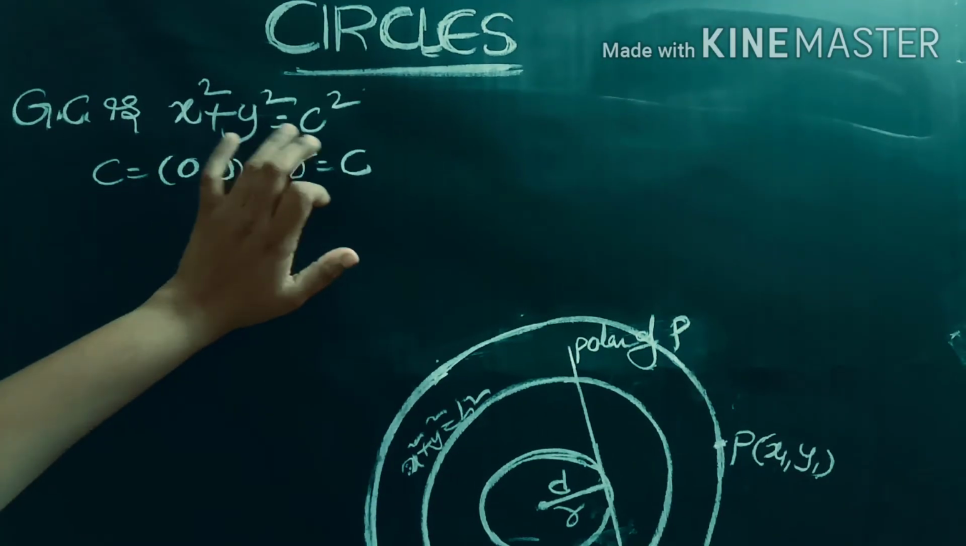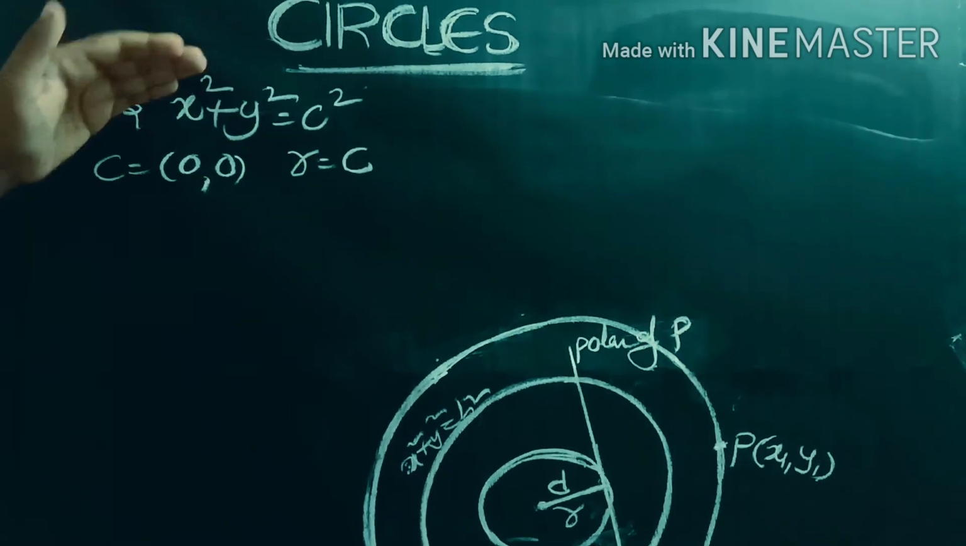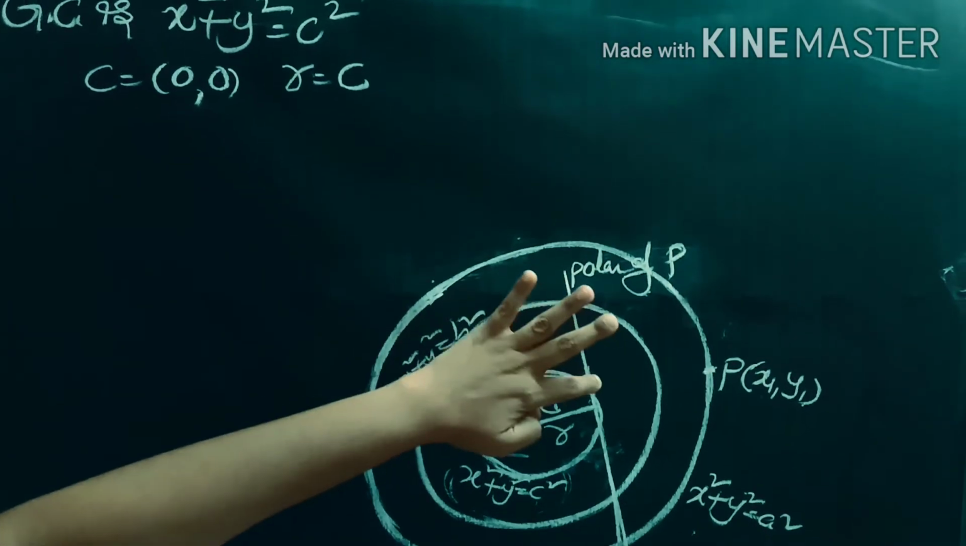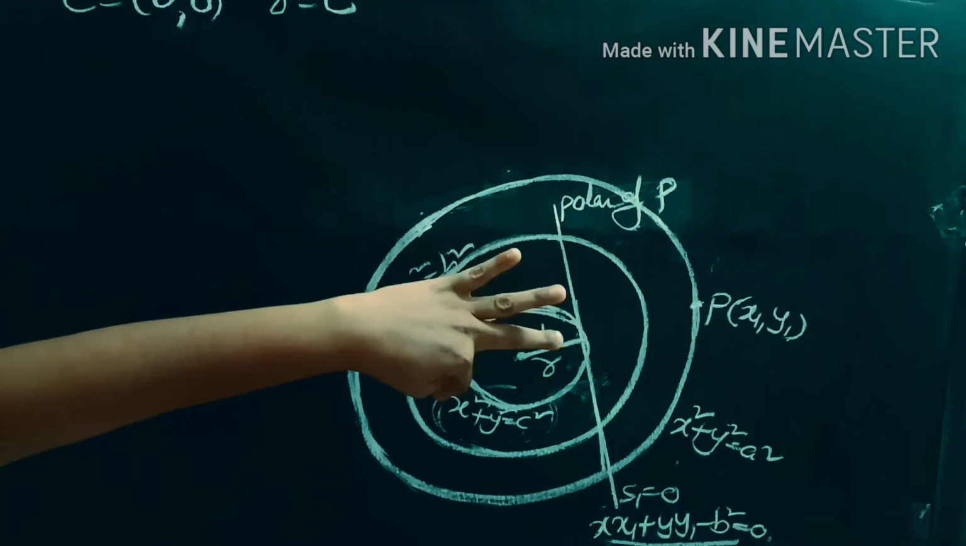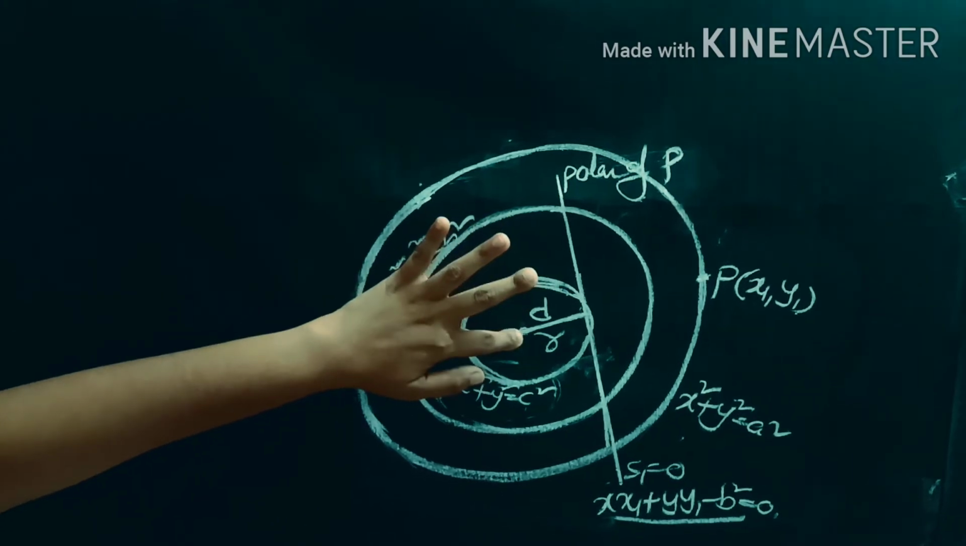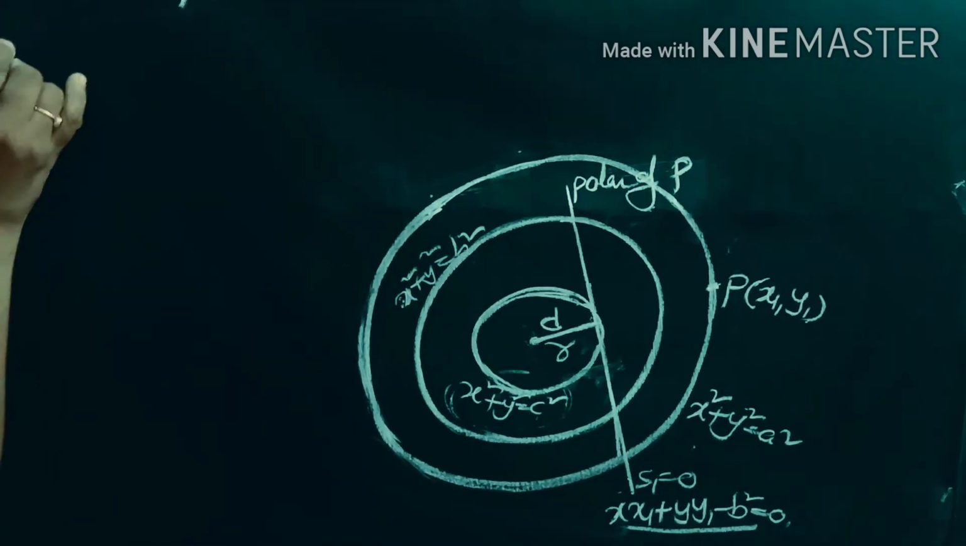The circle equation x² + y² = c² has center (0, 0) and radius c. And also given that the polar line touches the circle x² + y² = c². So we apply the condition for tangency. What is the condition for tangency? R = D. Now we are applying that condition here.